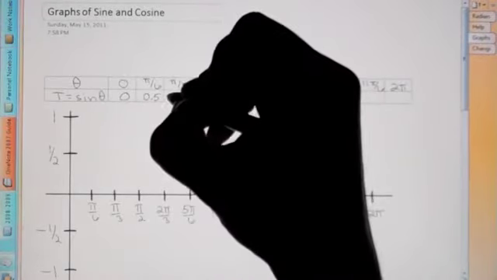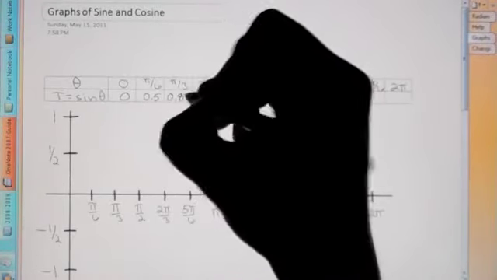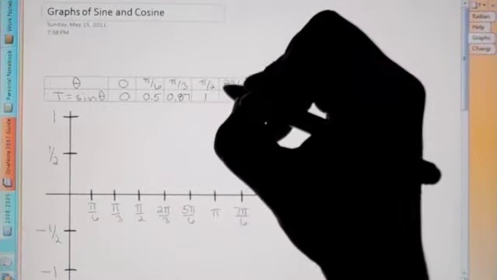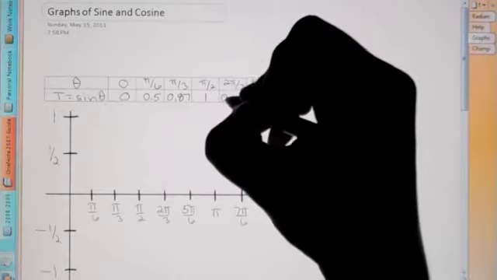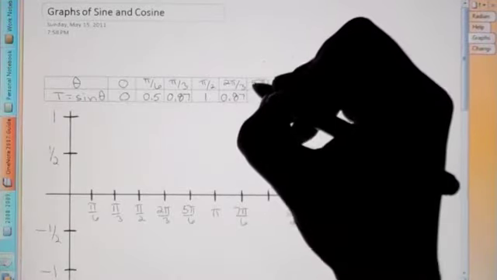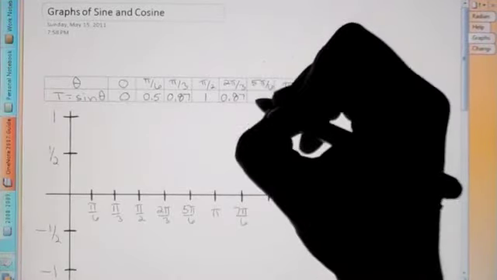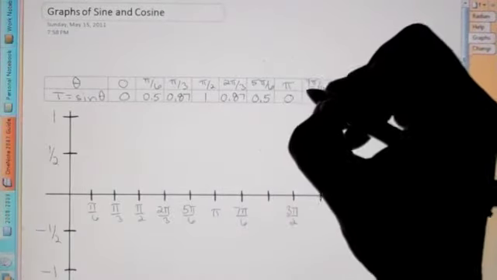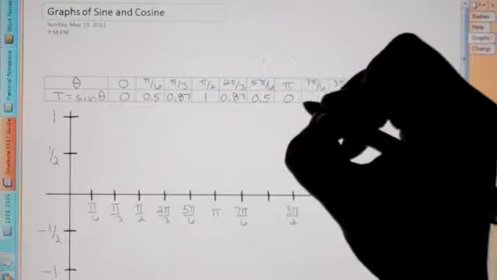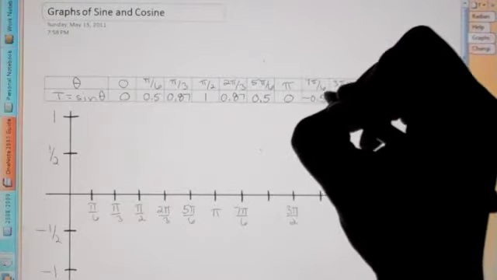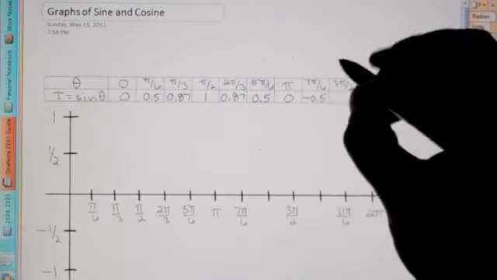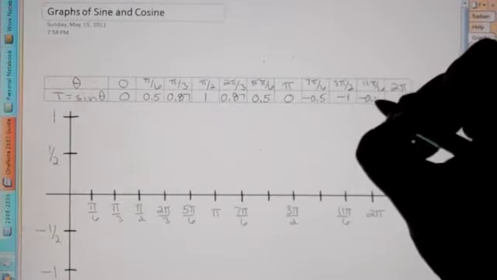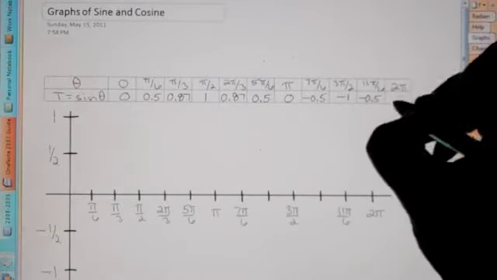The sine of pi over 3 is 0.87. The sine of pi over 2 is 1. The sine of 2 pi over 3 is 0.87. Sine of 5 pi over 6 is 0.5. Sine of pi is 0. The sine of 7 pi over 6 is negative 0.5. The sine of 3 pi over 2 is negative 1. And here we have negative 0.5. And lastly, the sine of 2 pi is 0.